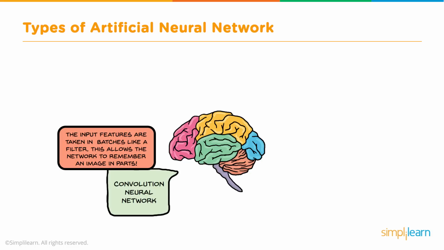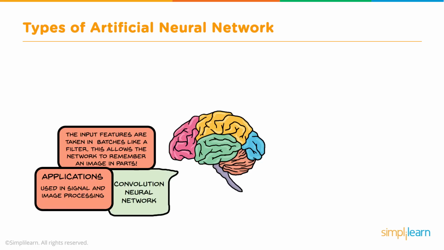The input features are taken in batches like a filter. This allows a network to remember an image in parts. Convolutional neural network. Today's world in photo identification and taking apart photos, have you ever seen that on Google where you have 5 people together? This is the kind of thing that separates all those people so then it can do a face recognition on each person. Applications used in signal and image processing. In this case, I use facial images or Google picture images as one of the options.